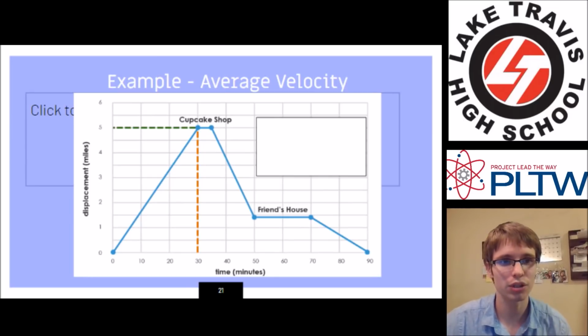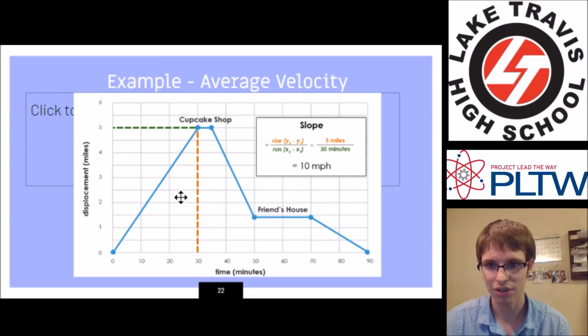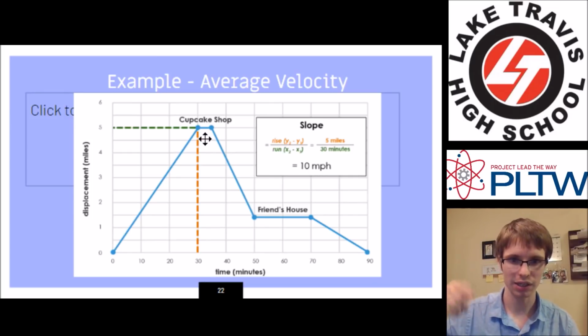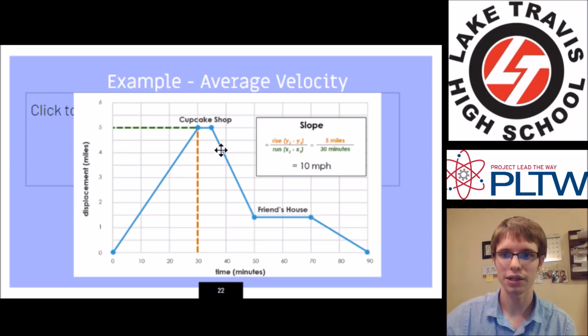So let's do a couple of examples here. Going from your home to the cupcake shop, what is your average velocity? Pretty simple. Rise over run. So rise is 5 miles, the run is 30 minutes. So 5 miles over 30 minutes, you're on average going 10 miles an hour, which is the same as average speed in this case, because we haven't gone backwards. If we go backwards, our speed will keep ticking up. You'll keep accumulating miles on your average speed, but your velocity might decrease.